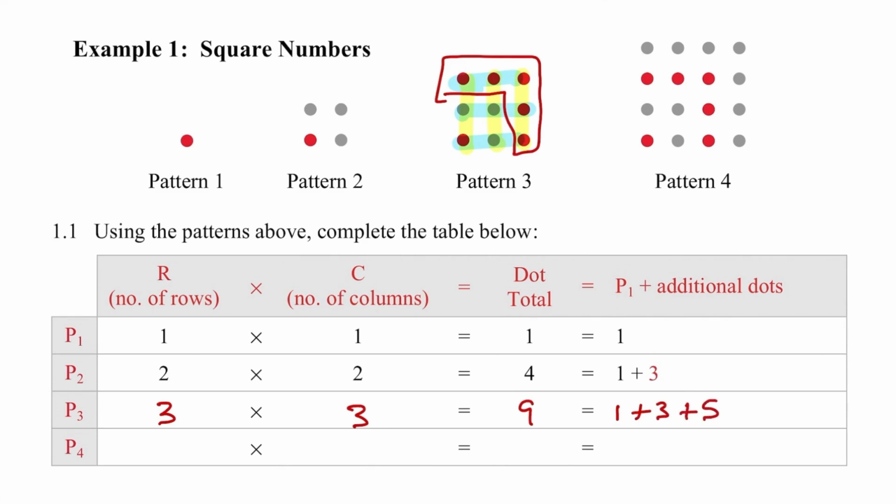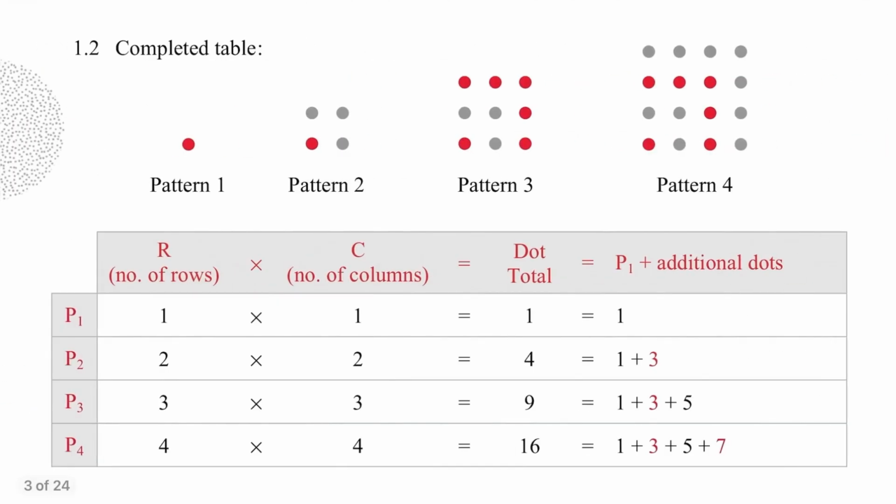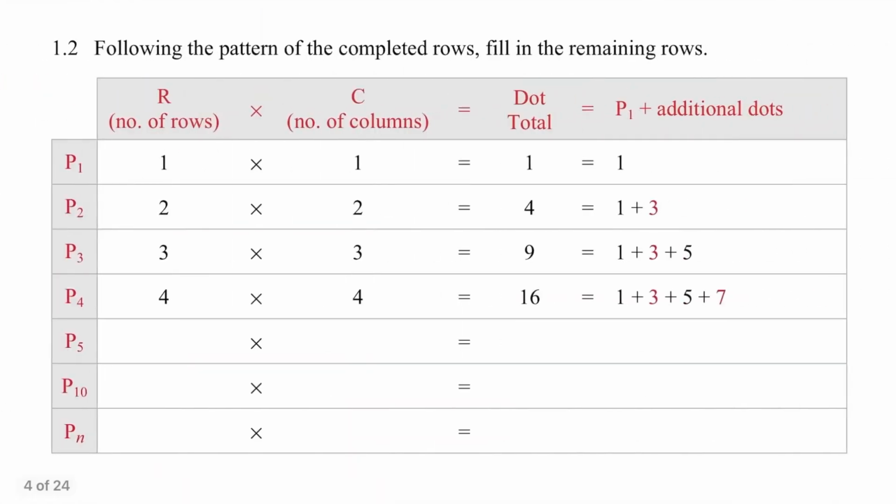Pause the video and try pattern 4 on your own. Okay, so 4 rows, 4 columns, the product is 16, and we added 7 additional dots. Pause the video here, think carefully about what you're doing, and then we'll go through it together.